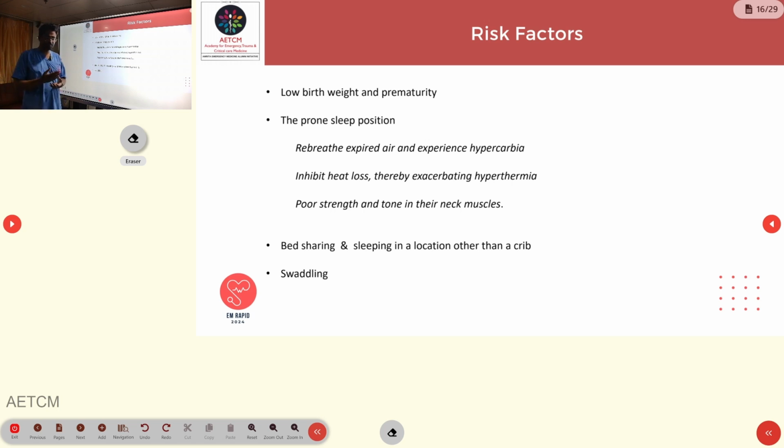And the next problem with the prone sleep position is that the child has poor strength in the tone of the neck muscles, which will also cause an inability for the child to roll over. Then other risk factors include bed sharing and sleeping in positions other than the crib. Another risk factor associated with SIDS is the swaddling of the baby, that is the baby being kept inside a blanket.